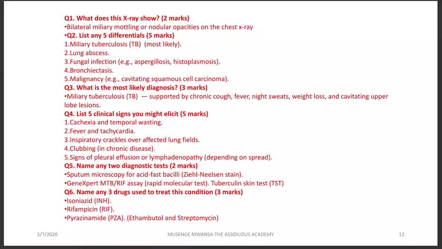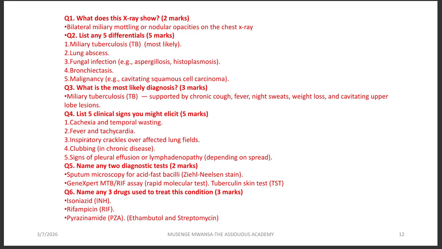So things like cachexia, people with TB have really got weight loss, okay? A lot of wasting, fever and tachycardia. You can pick cachexia just on inspection. The tachycardia you will pick on auscultation. And then there is the fever. Of course, you feel it when you are touching the patient. And then when you're auscultating, inspiratory crackles over the affected area. And then these guys can actually have finger clubbing, yeah, if it's a chronic disease.